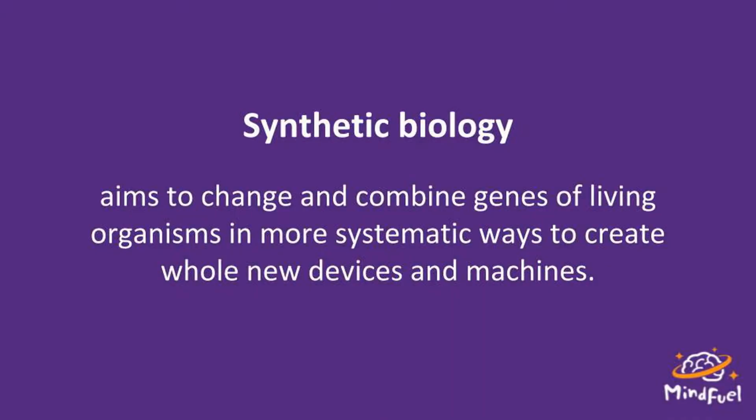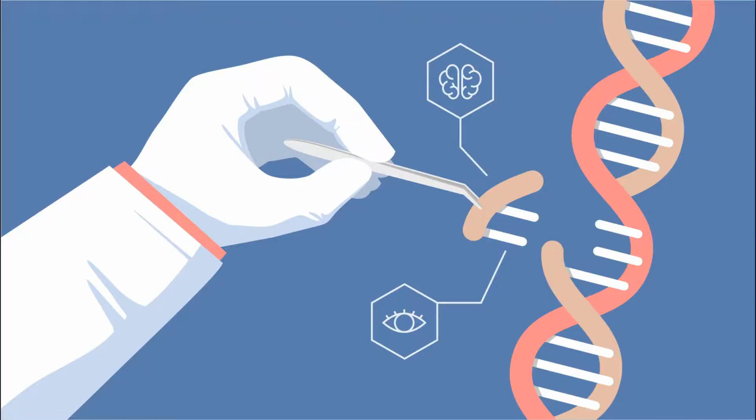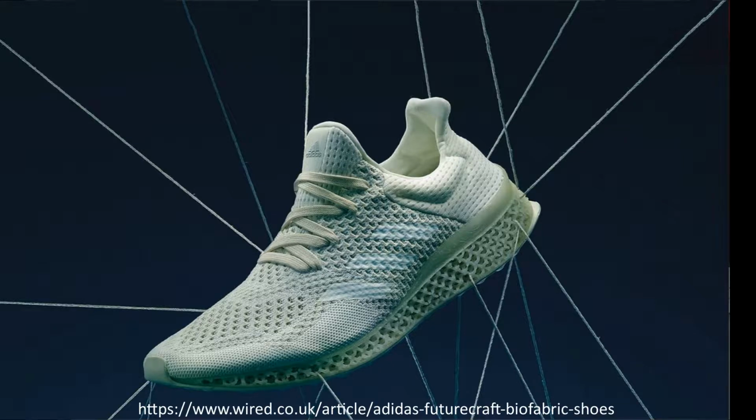Synthetic biology is taking genetic engineering to the next level by, again, changing the genes of organisms and combining them in more systematic ways to create whole new machines, again, to serve a human purpose, like, for example, creating a biological machine to produce spider silk, which, for example, the company Adidas is using to manufacture biodegradable shoes.